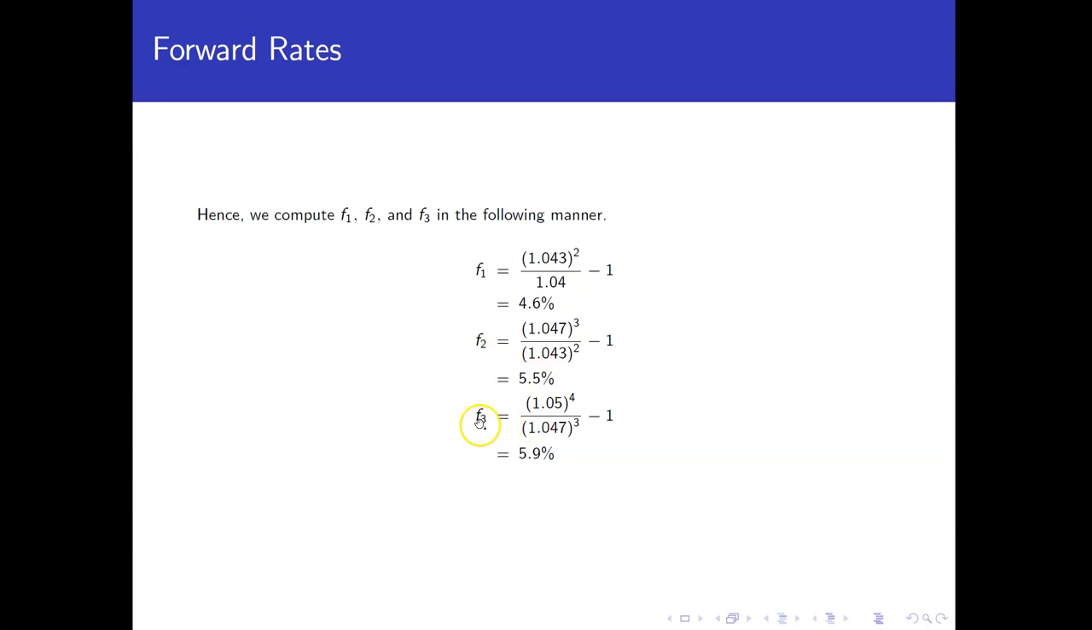And then finally, for f3, the 4-year spot rate was 5% and the 3-year spot rate was 4.7%. Doing the computation then gives us the 3-year forward rate of 5.9%.